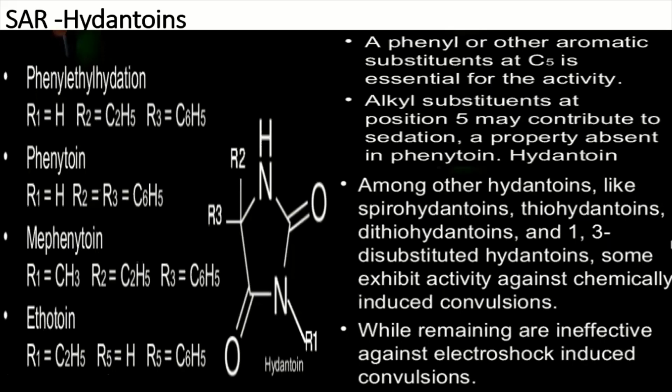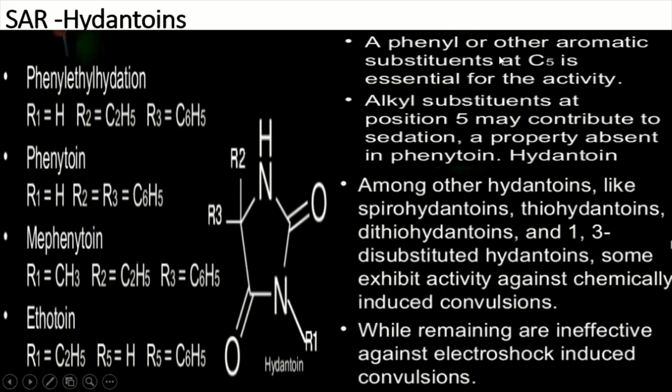Then in ethotoin, there is an ethyl group present in the R1 position. And R5 is nothing but R2 and R3, it is mentioned as R5, that means the fifth position. It consists of the phenyl and the hydrogen. So you get the different Hydantoins based upon substitution in the R1, R2 and R3 positions.